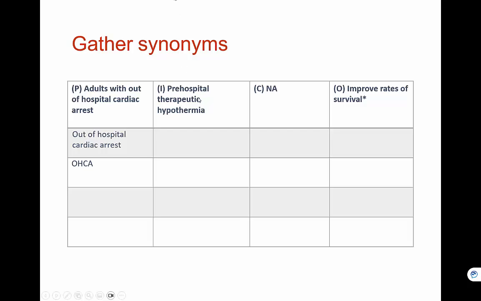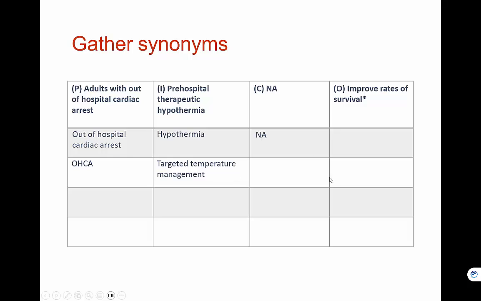And the I is our pre-hospital therapeutic hypothermia, which we can simplify as hypothermia. And if needed, we can then later go back and add the full term, but hypothermia may be enough to get us a good set of articles. And targeted temperature management is another way to say that. So we've got at least one synonym right now for each of these terms. And you don't need to fill up the whole table, but it is recommended to have at least one synonym for each term if you can.